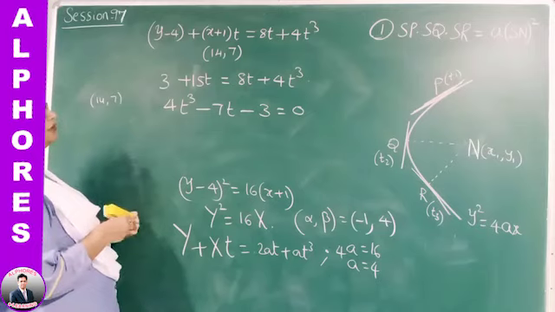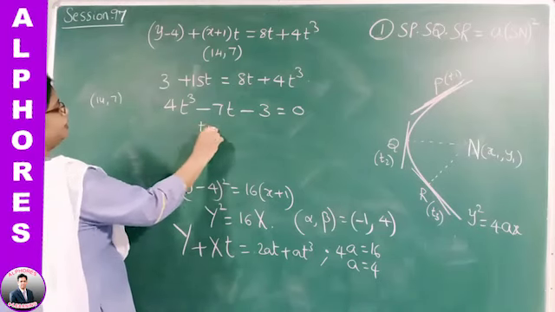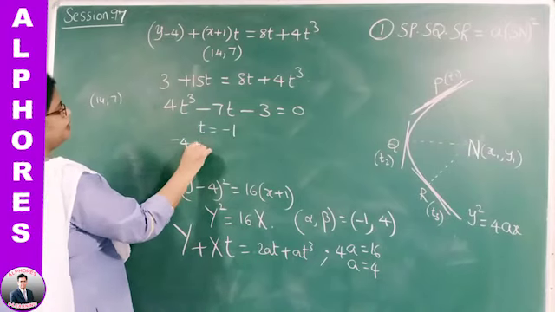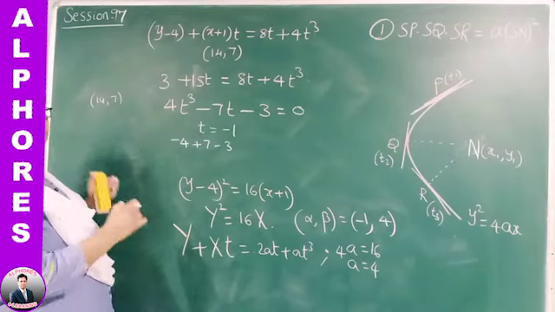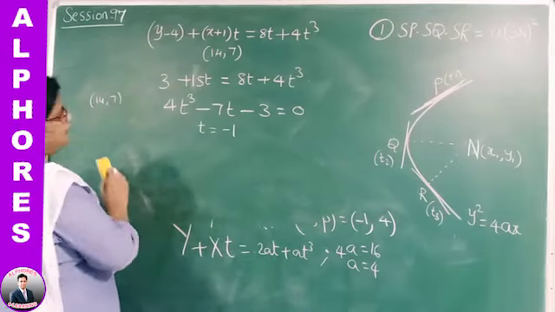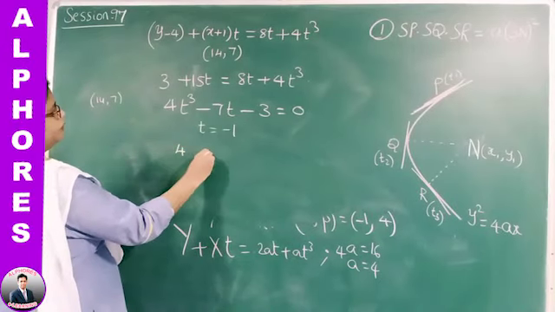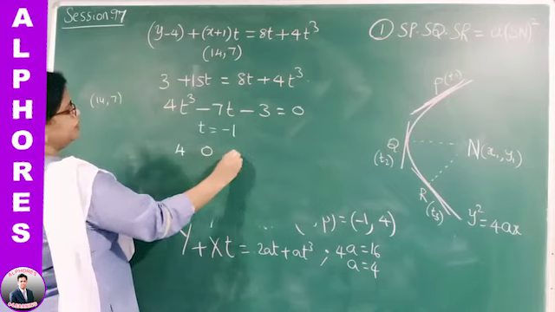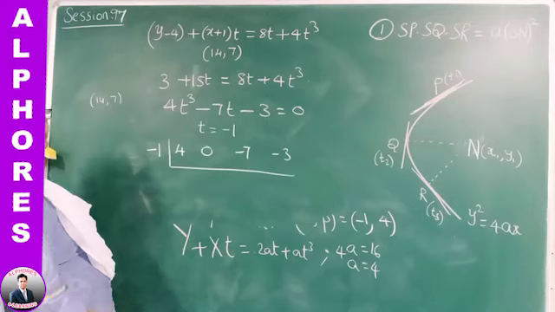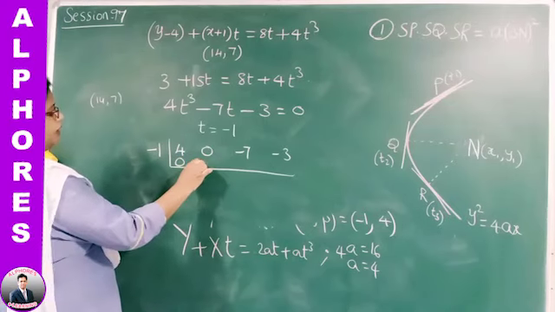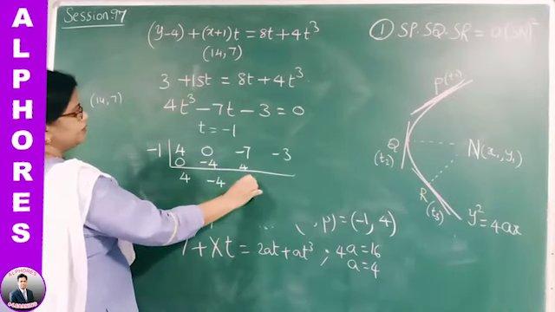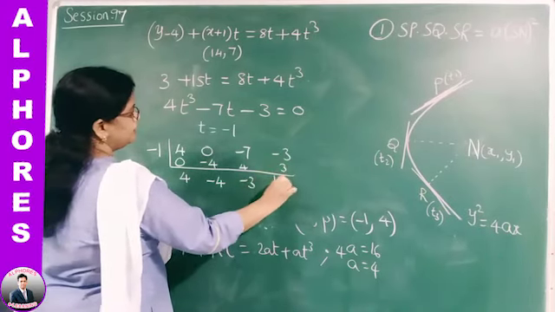So what is one of the roots, students? Clearly, if I take t as minus 1, then this is minus 4, minus 4 plus 7 minus 3, which implies t equal to minus 1 is one of the values. Then how to get the other values? You know very well the method. That is, first we write 4, no t square value so 0, minus 7, minus 3, right? Now this is minus 1. First I am taking 0, 4, and now minus 4, and this is 4. Therefore this is minus 3 and plus 3, you got 0, right?